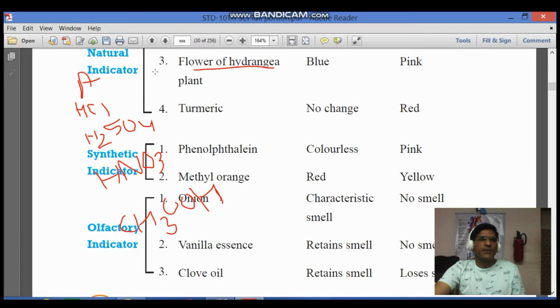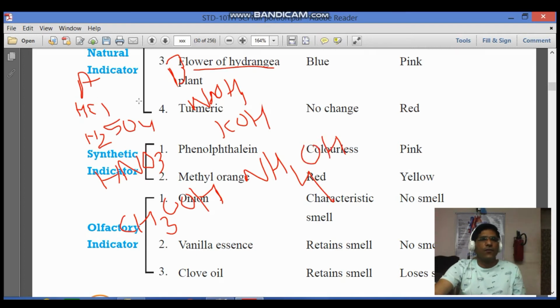Now we want to discuss the bases. NaOH is a strong base. KOH is also a strong base. And NH4OH, ammonium hydroxide, is a weak base. Now we can do the titration of all. If acid is there and I put phenolphthalein in it, then it is colorless. But if a base is there, it is pink.